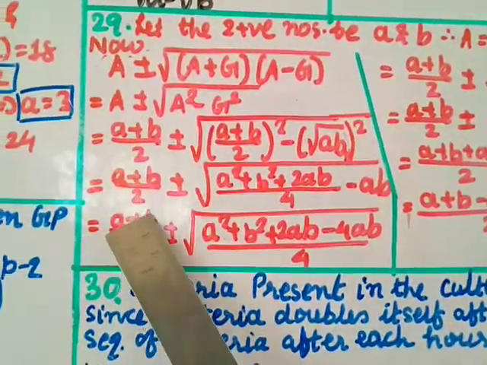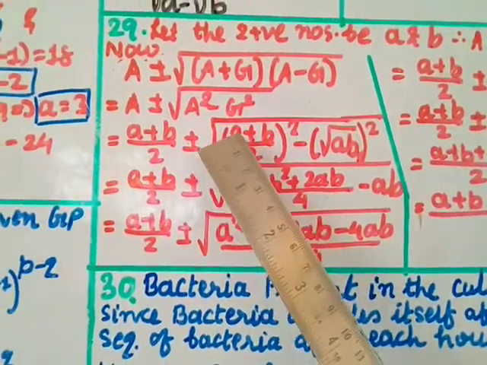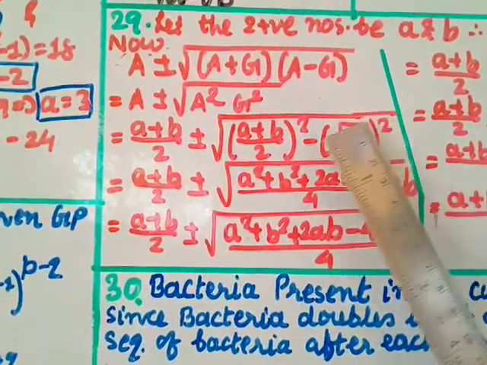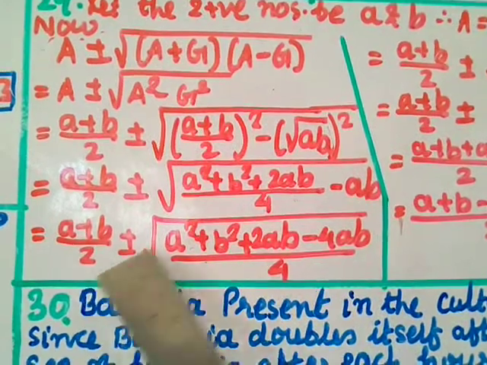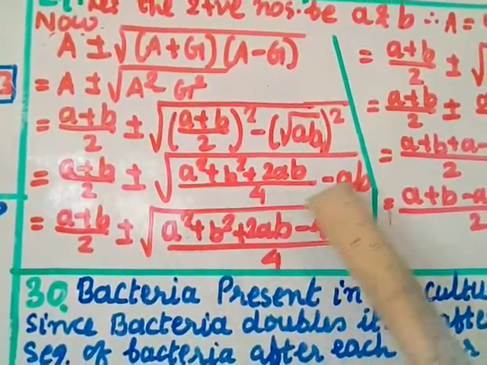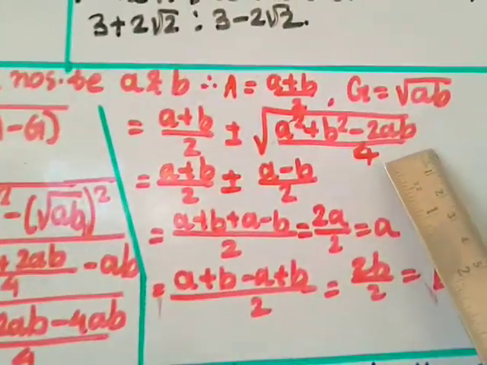So here you keep as it is plus or minus, this you expand using (A plus B) whole square, and this is 4, right? So here (A square plus B square plus 2AB) by 4 under the square root, minus, the square root will cut, so minus AB. Here (A plus B) by 2 as it is plus or minus, take LCM here, so you get here (A square plus B square plus 2AB minus 4AB) by 4. Plus 2AB minus 4AB will give you minus 2AB divided by 4.